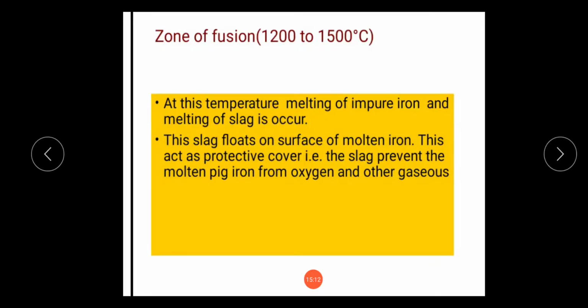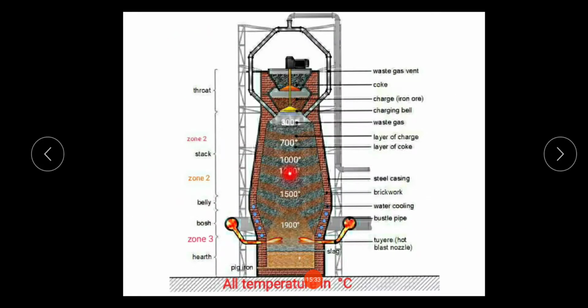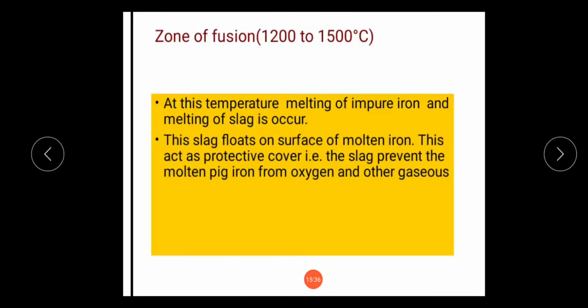Now we discuss the zone of fusion. In this zone of fusion, the temperature is 1200 to 1500, means from this point to this point. In this zone of fusion, there is a melting of the iron to form pig iron, and there is a melting of the slag which floats on the molten metal in the earth.